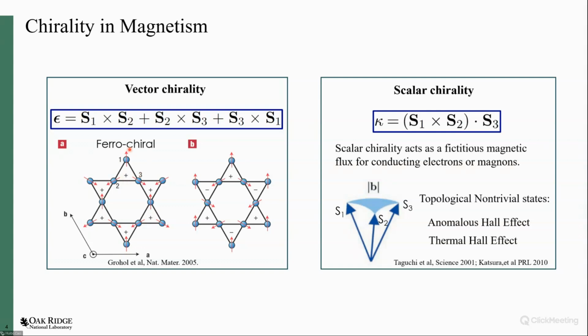So this is chiral, again, because by any rotation or translation you cannot overlap the object with its mirror image. That's the vector chirality. Scalar chirality is actually the non-coplanar spin structure. This is more connected to topological effects, for example the anomalous Hall effect or the thermal Hall effect. Those are the two kinds of chiralities related to spins.